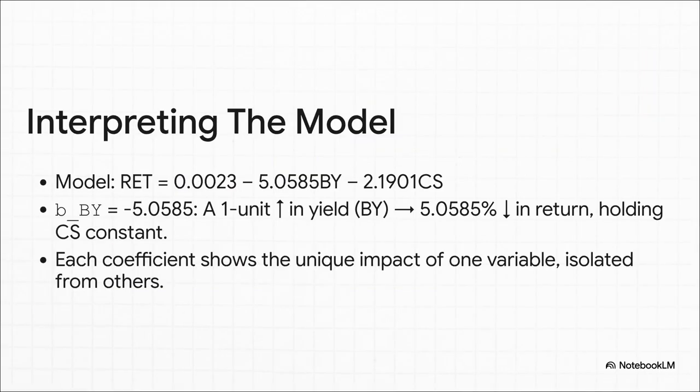Let's make this feel a little more real. Imagine we've got a model that's trying to predict bond returns. The coefficient for bond yields is negative 5.05. You know what that means? It means for every 1 unit jump in yields, we expect a 5.05% drop in returns if credit spreads stay the same. And that last part is so important. Each number tells you the unique impact of one ingredient, totally separate from the others. It's how we untangle these really complex relationships.